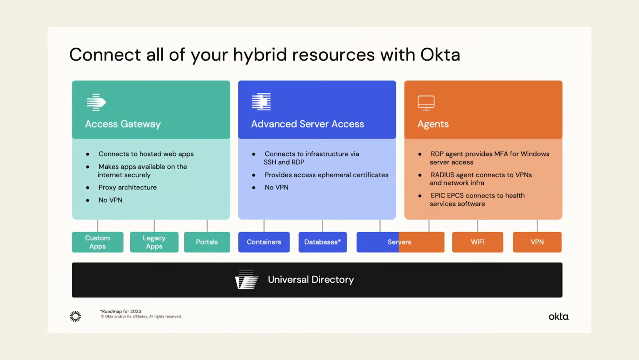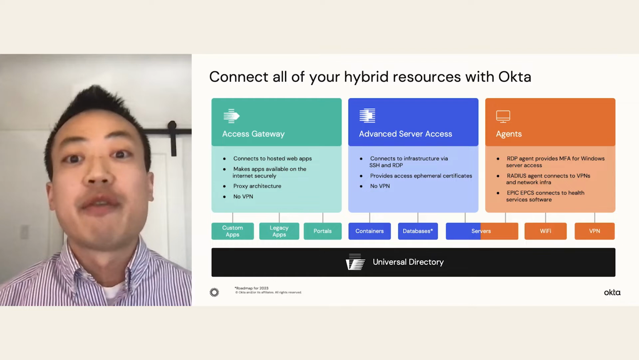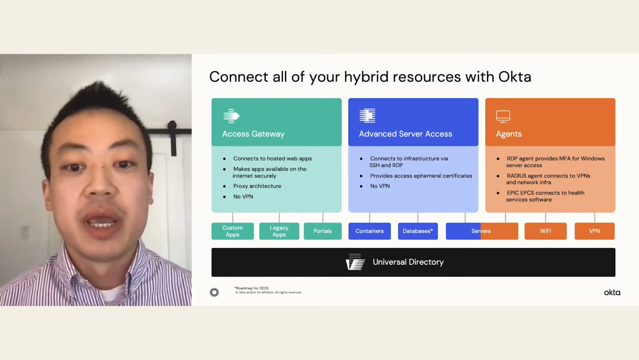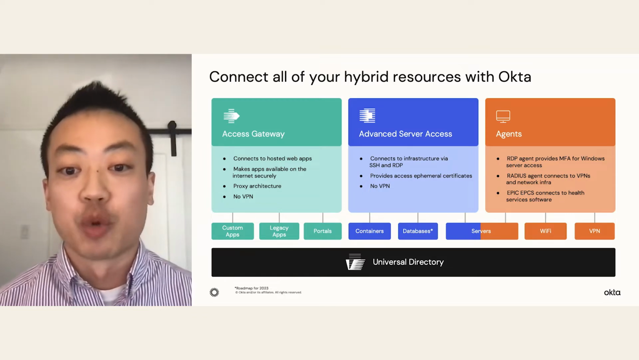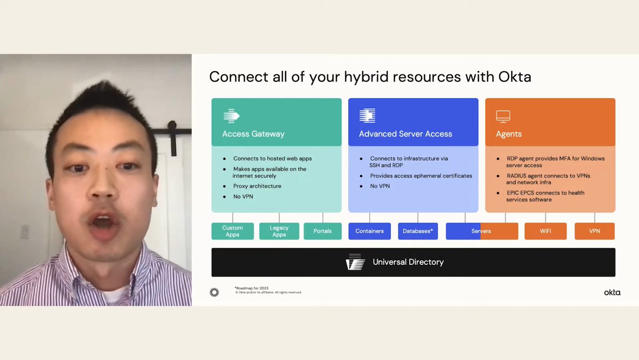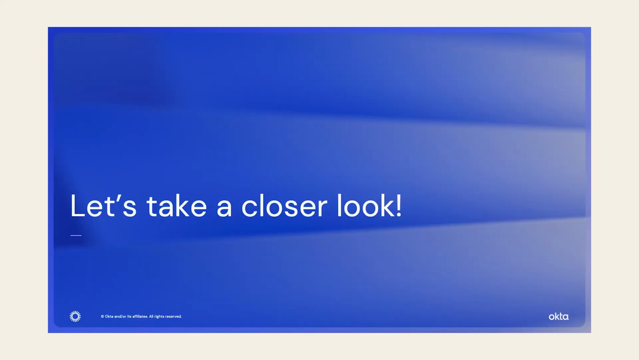In addition, Advanced Server Access enables access to cloud and on-prem infrastructure via SSH and RDP without the dependency on a VPN solution. Last but not the least, we have a comprehensive set of agents that connect to other popular on-prem resources, such as VPN, Wi-Fi, etc. So together, these solutions under a single platform enable you to manage identity and access across your different types of hybrid resources with a centralized process, control, and visibility. So now let's dive in and take a closer look at each of those.